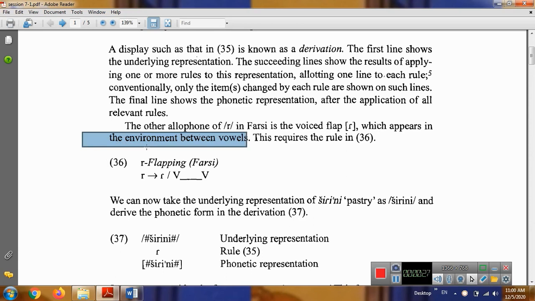Okay, in the previous session we had the devoiced form of trill re at the end of the word, but here the other allophone of trill re, which is the voiced flap re, appears in the environment between vowels. This requires the rule in 36.